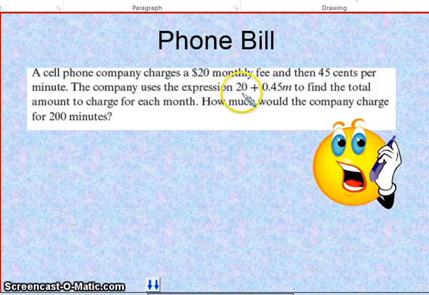All right, so we have an expression here, 20 plus 0.45 m. Now this expression makes sense for cost because for every minute you pay 45 cents. So 45 cents times the number of minutes. And no matter how many minutes you use, you'll pay that $20 monthly fee. So that's why that's added on there. Now, we want to know how much the company would charge for 200 minutes. So here's our expression.